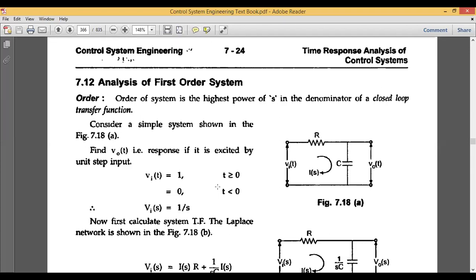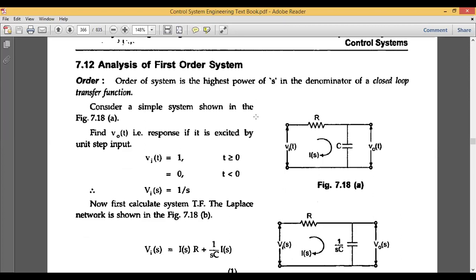Now other than that, what we have seen in the previous video classes is that if the value of s has some power, that is, raised to a power, it denotes the type of system, right? So it can be a type 0 system, type 1 system, or type 2 system. Similarly here also we will find the order of the system, which is obtained by the highest power of s in the denominator.